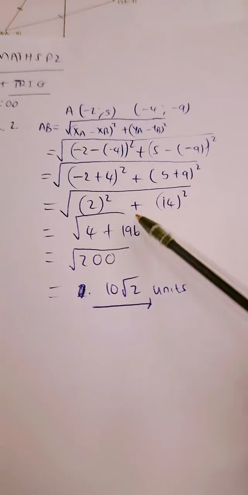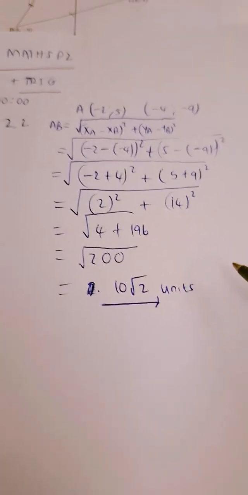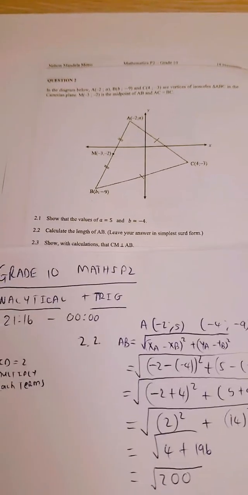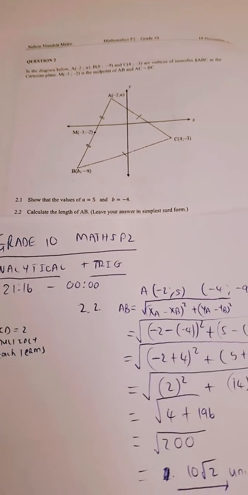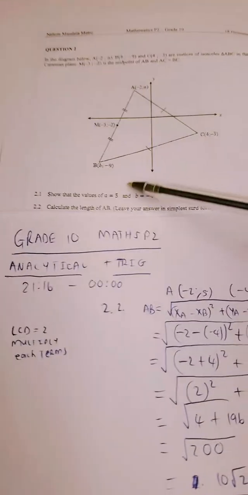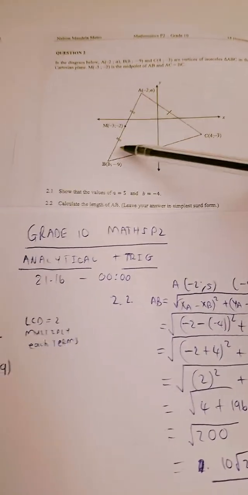Okay, this is what they mean. Then root 2, don't forget units. Okay, so that's the length of AB. So we've just answered now 2.1 and 2.2. In 2.1, we show that the value of A is equal to 5 and B is equal to -4. This question required our midpoint application.